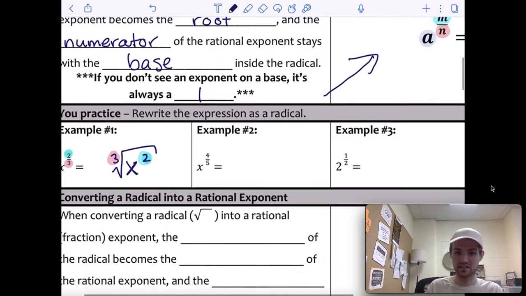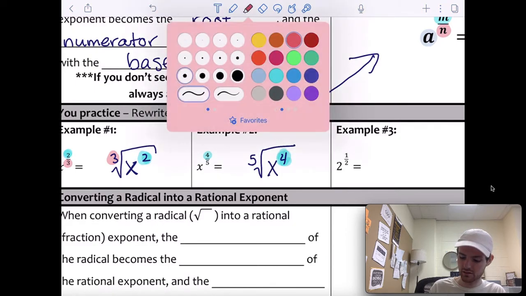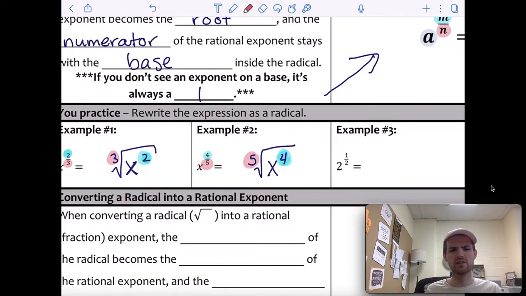I think it's easiest to just write the base, take the top number of that fraction, 4, and then put the denominator outside. So I'll go ahead and color code here as well. I hope these are good for colorblind.